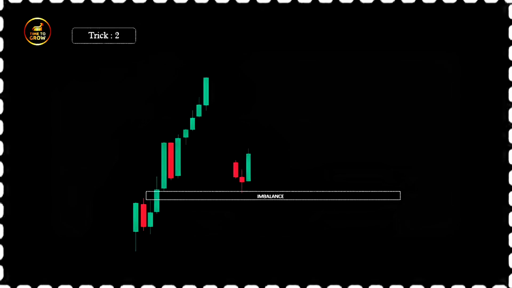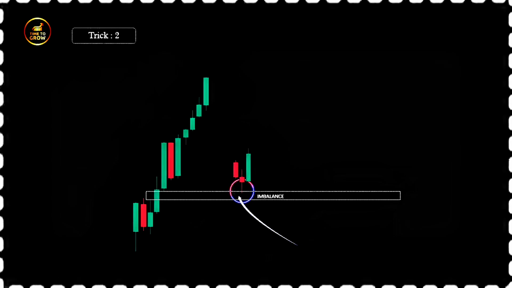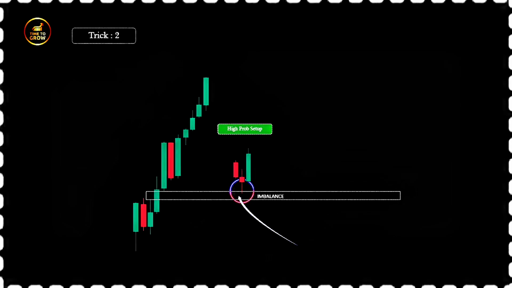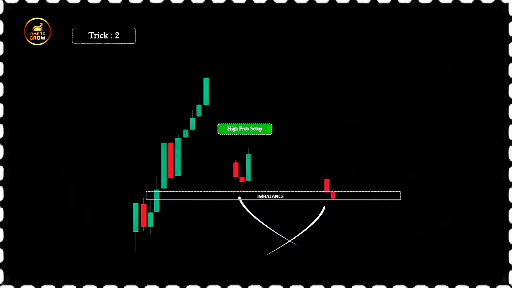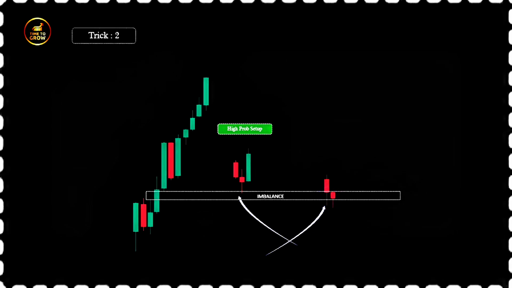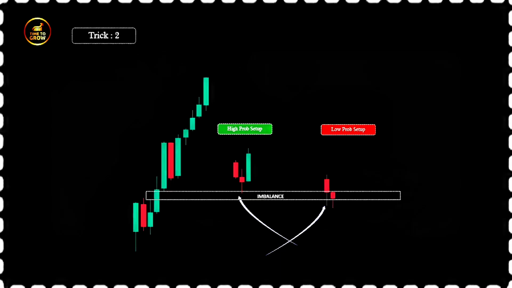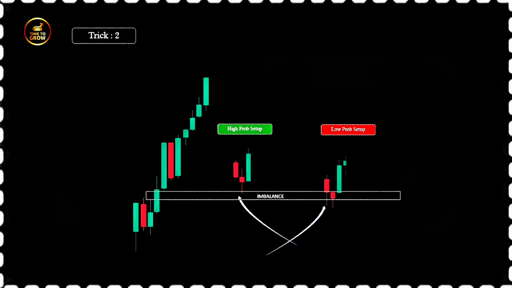For example, if one candle forms a long lower wick inside the imbalance and closes above it, and the next candle pushes even higher, this becomes a high probability setup. But if the first candle closes outside the imbalance zone, and the next candle also stays outside before re-entering the area, that becomes a low probability setup where the chances of getting trapped are higher. In this situation, you should avoid entering until price clearly breaks out of the imbalance area again.